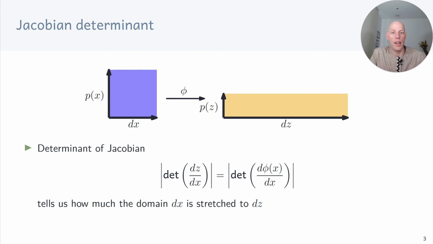To understand how a change of variables works, we need to have a look at the Jacobian determinant. Assume we want to transform x into z via a transformation phi, then the determinant of the Jacobian d phi dx tells us how much dx is stretched into dz.